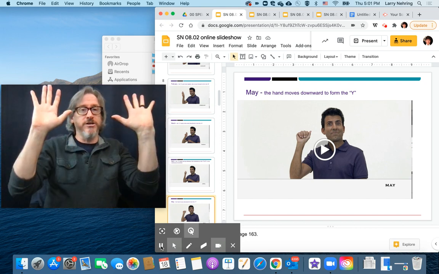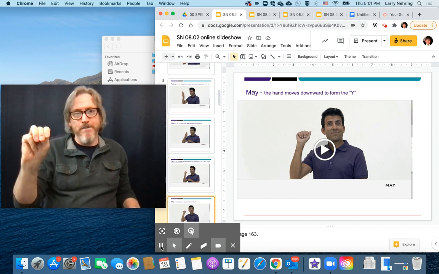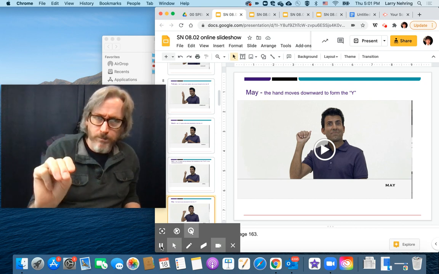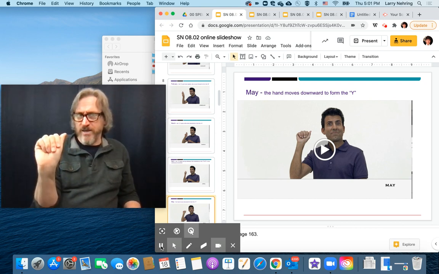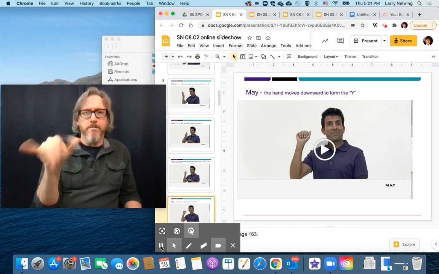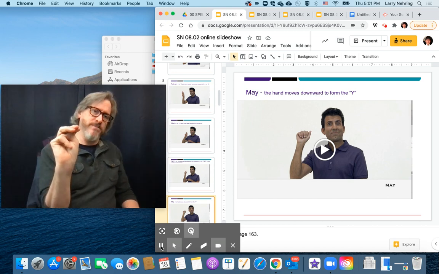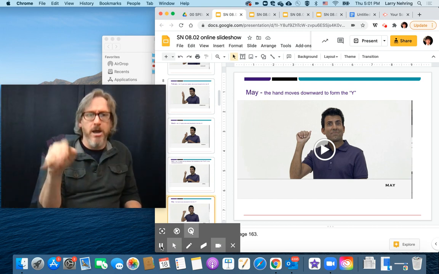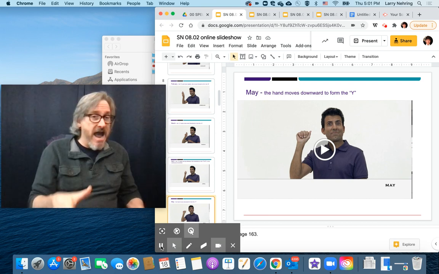May. May looks like you're just doing this. So it's M-A-Y. So M is a little bit forward, boom, and then pull back a little bit for the A. So tip the wrist back a little bit and then drop down to the Y. May. It's almost like you're tipping the hand back, M-A-Y. May. At speed.